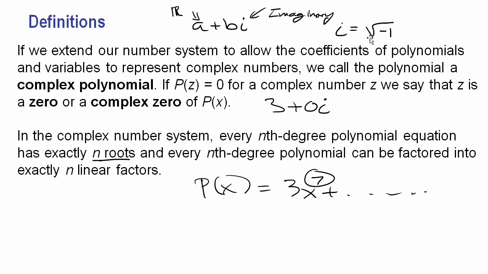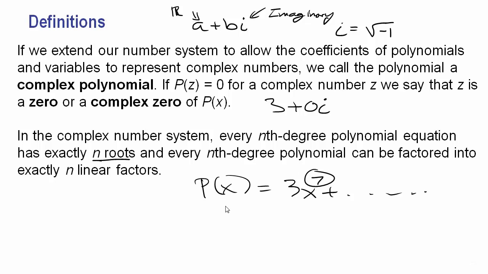Now that we're dealing with complex numbers, we know that instead of saying the number of zeros is less than or equal to the power, it's exactly equal to the power. So when we're in the complex number system, every nth degree polynomial has exactly n roots. So in this example, this polynomial here is degree 7. This is going to have exactly 7 roots.